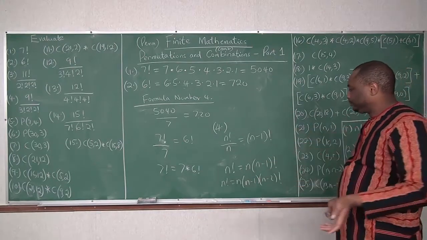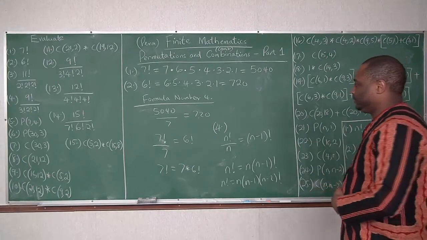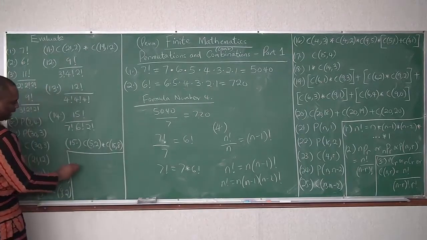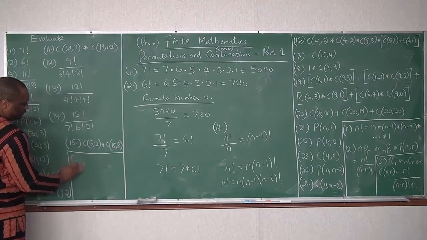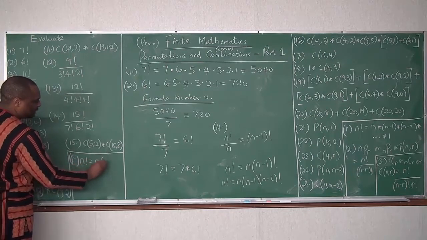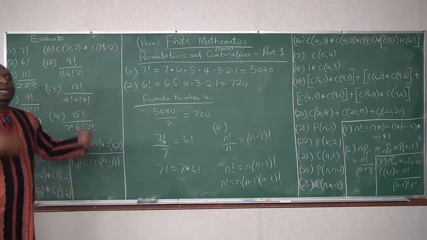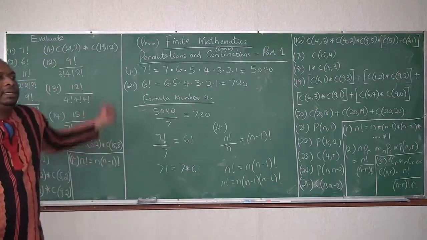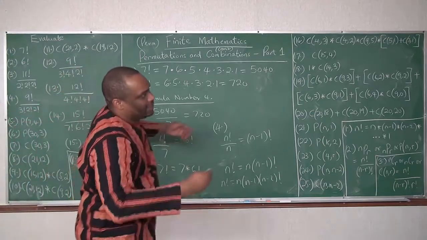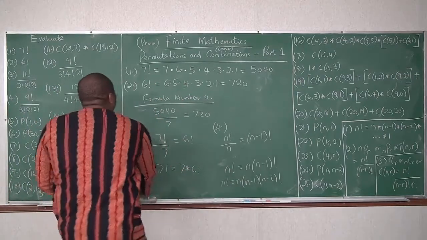So you see, take down that formula, which I will write here, formula number 4. n factorial is equal to n times (n minus 1) factorial. And it continues: n factorial is equal to n times (n minus 1) times (n minus 2) times (n minus 3) times (n minus 4) factorial. Okay.